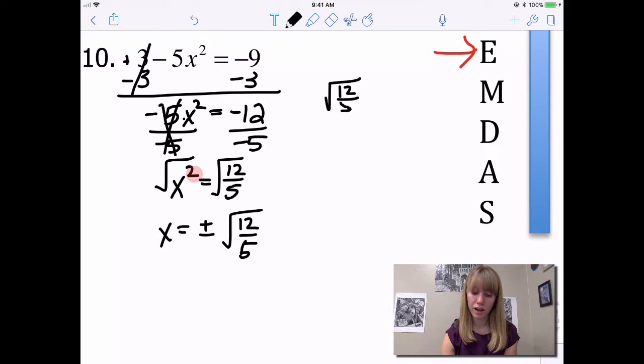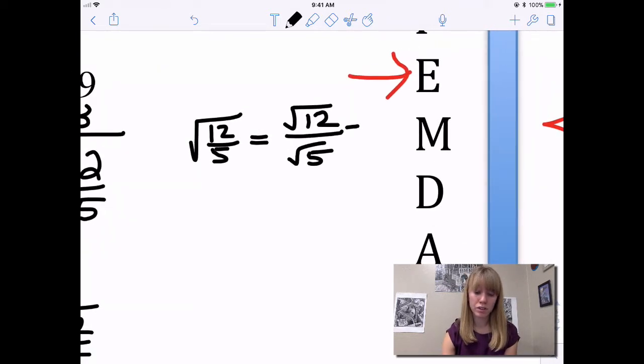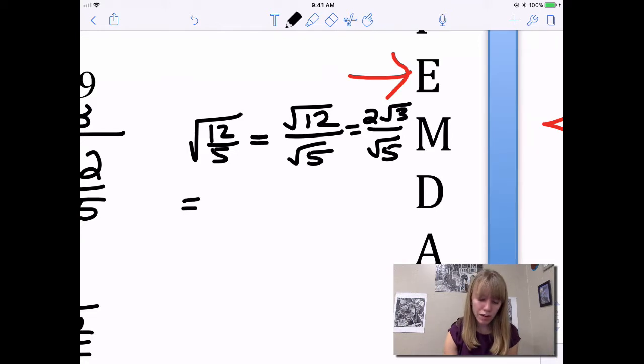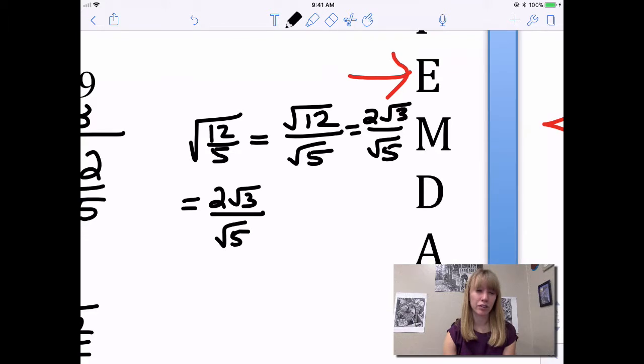12 over 5 under the square root is equal to square root of 12 over the square root of 5. If you break down 12, you'll end up getting 2 square root of 3 over the square root of 5. And then my square root of 5, remember that I really want a pair for that square root of 5. So I've got to multiply by another square root of 5.